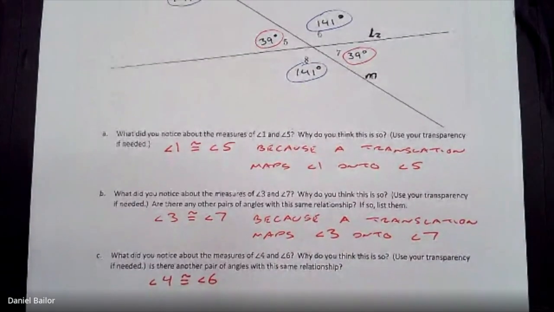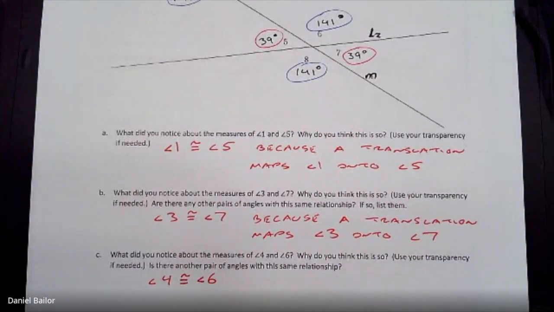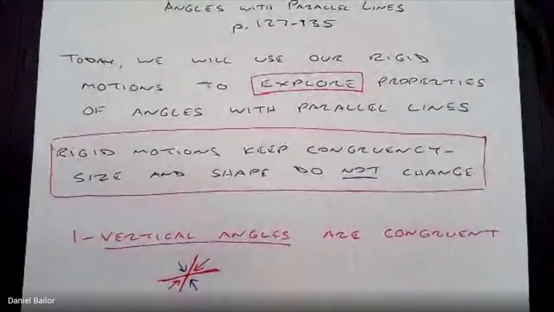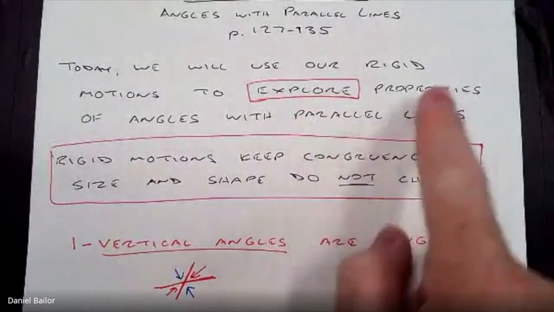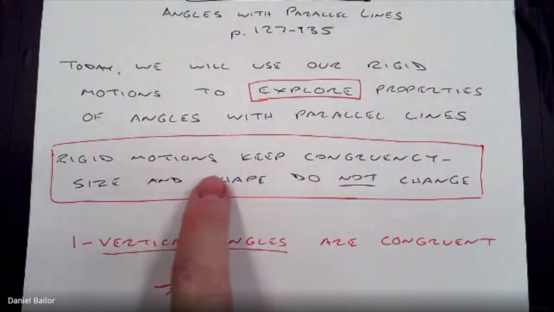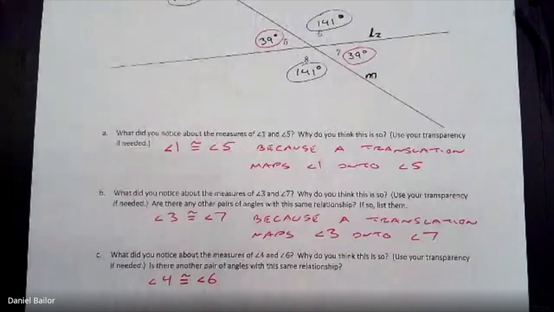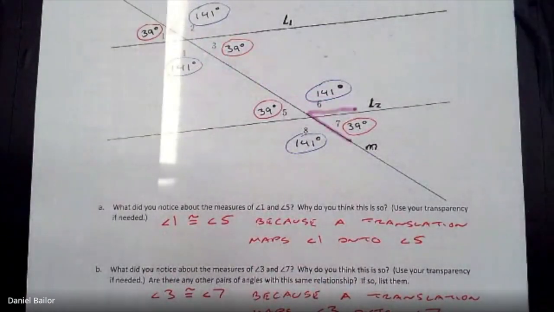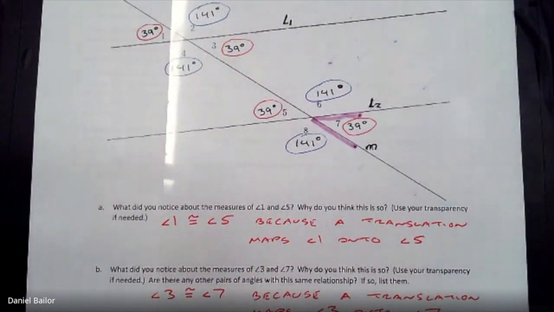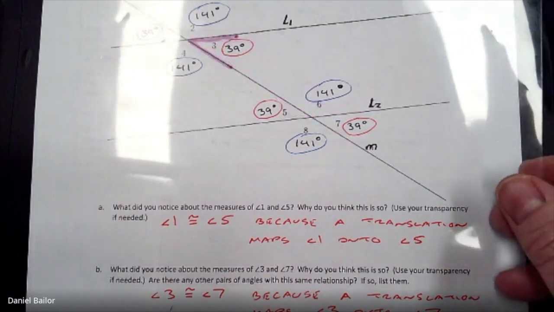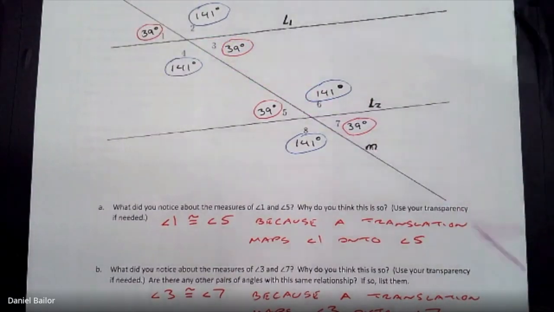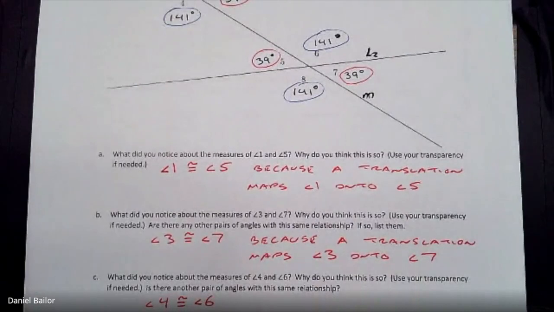If you remember in your notes, I told you that we're going to use rigid motions, and that, remember, rigid motions keep congruency. The size and shape do not change. So when angle 3 slides down to angle 7, the size stays the same. The degrees stay the same after the slide. Hopefully you can see that.